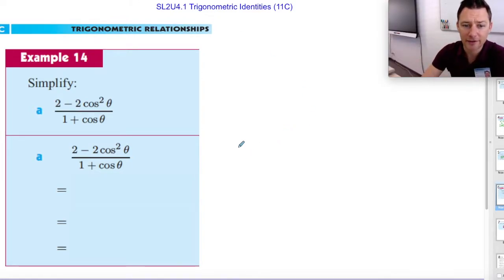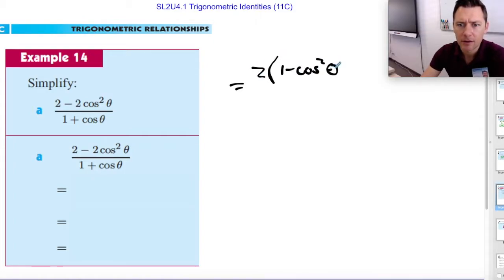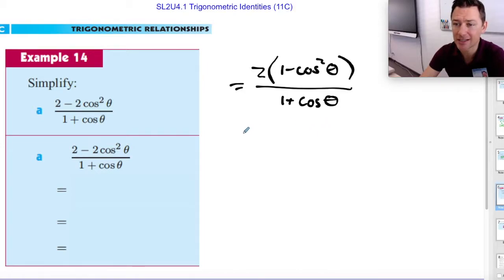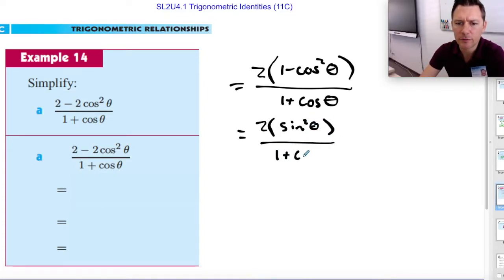All right, let's try another one out. When you first attack this, I really want to take the 2 out. You get 1 minus cosine squared theta over 1 plus cosine of theta. I'd like you to use cosine and not cos, sine and not sin, and tangent instead of tan. It makes you sound professional. I really want to turn this into sine squared theta over 1 plus cosine of theta.